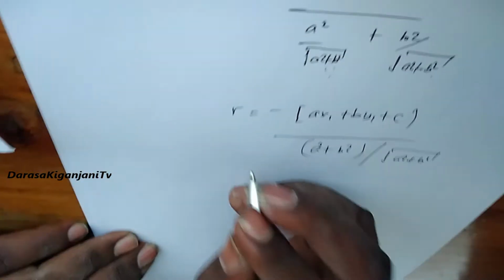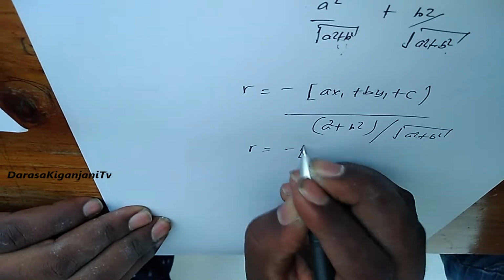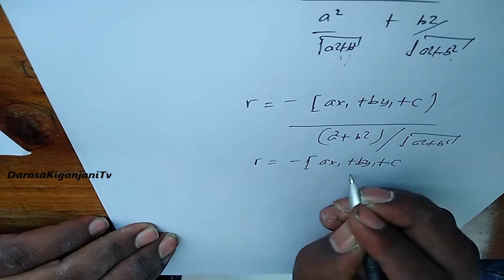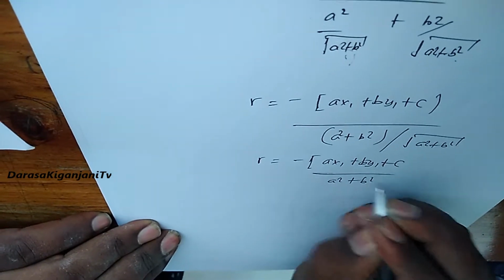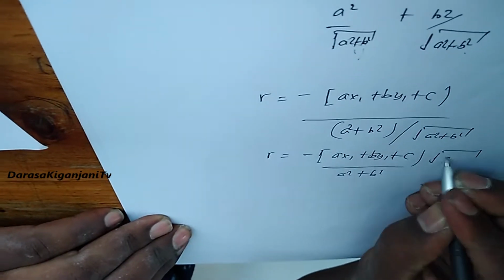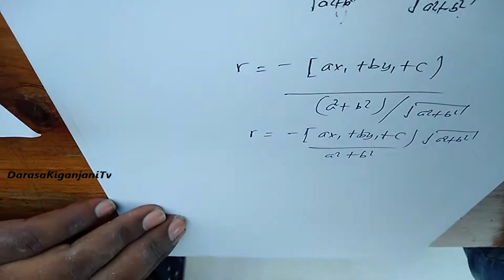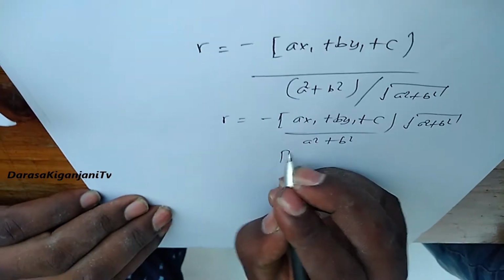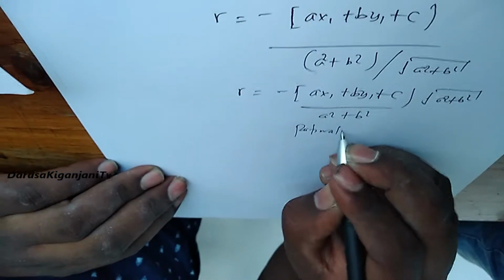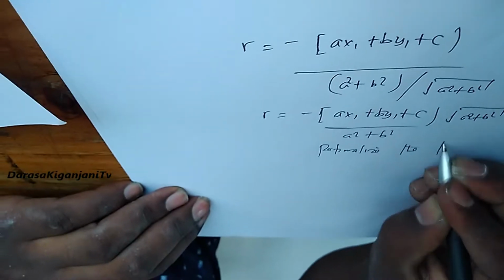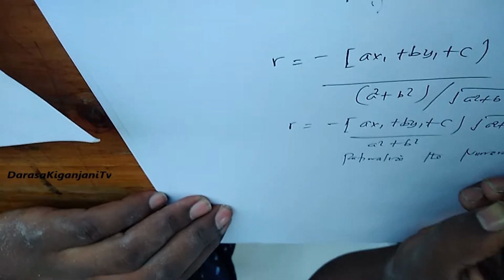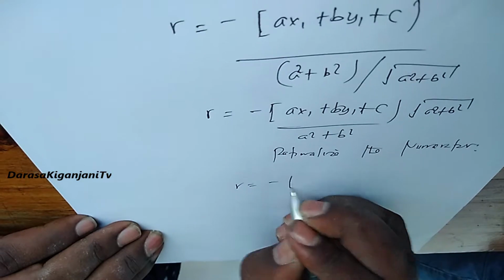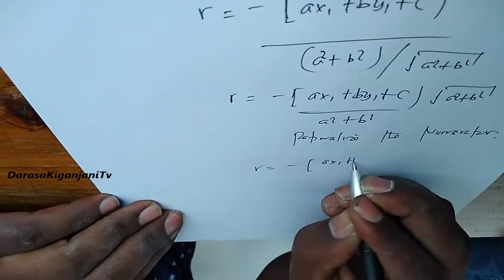So this one will go to the numerator. We have negative of AX1 plus BY1 plus C over A square plus B square, but on the numerator side we will have A square plus B square. So we need to rationalize the numerator for further simplification. Once you rationalize the numerator here, we'll have negative, then AX1 plus BY1.